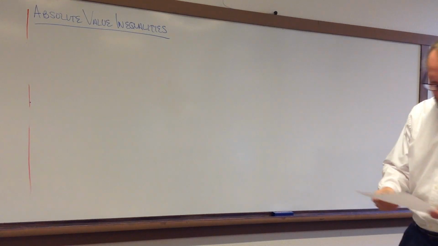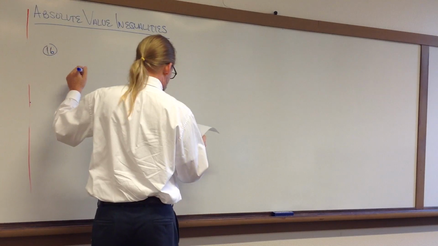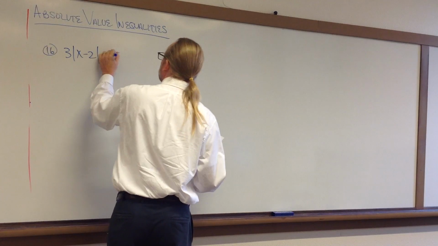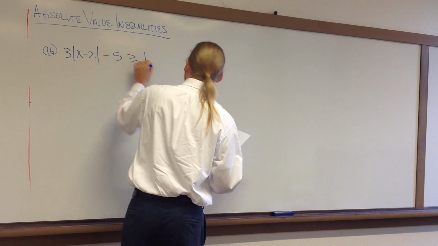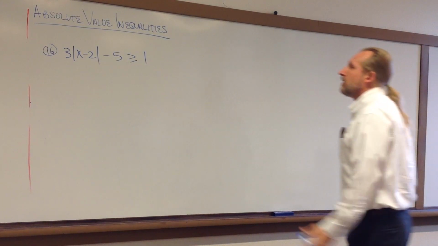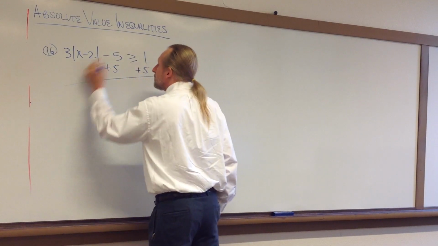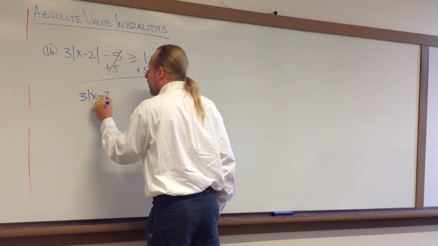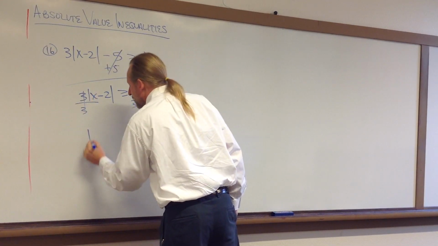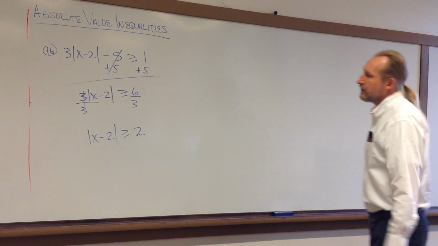Okay, let's do 16. That gives us 3 times absolute value x minus 2 minus 5 greater than or equal to 1. All right, so again, we want to get this absolute value piece by itself. So let's do that. And then divide on both sides by 3. Absolute value x minus 2 greater than or equal to 2.